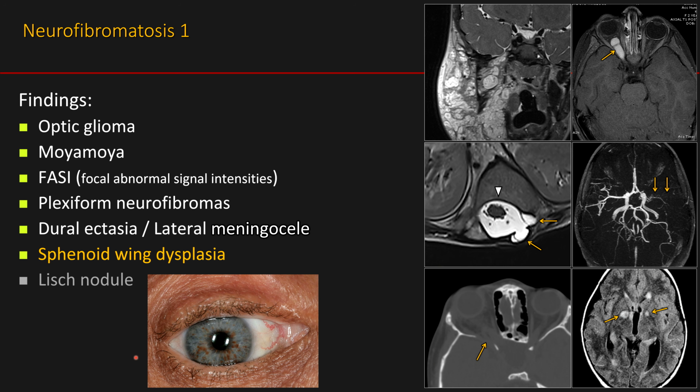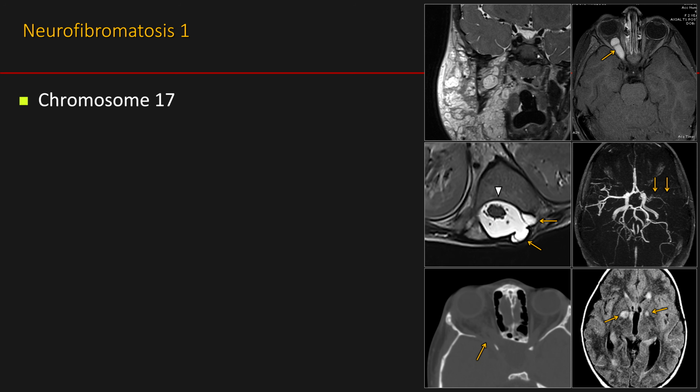Lisch nodule is not something we see in radiology. That is a clinical finding. And for NF2, it is chromosome 22, right? Bilateral vestibular schwannoma, bilateral 2 and 2. For NF1, it involves chromosome 17.